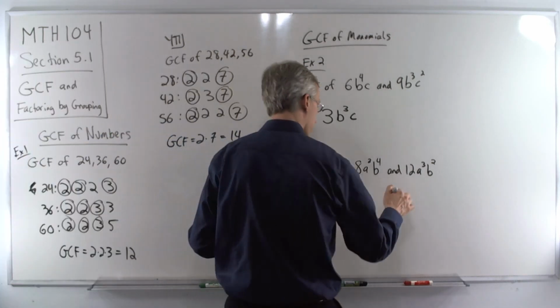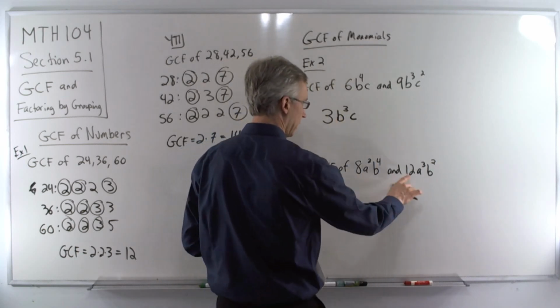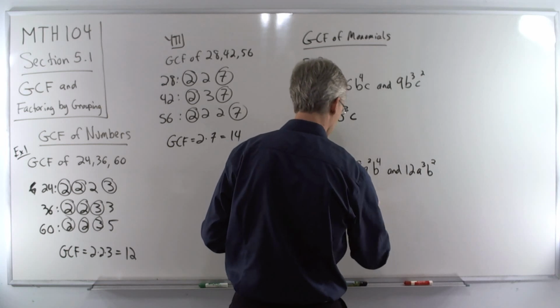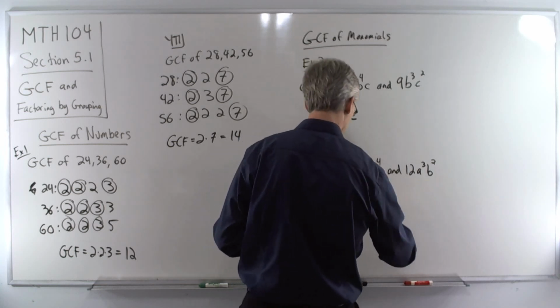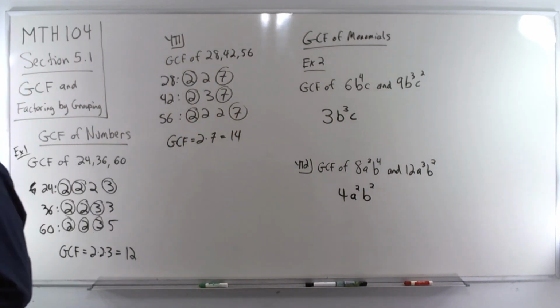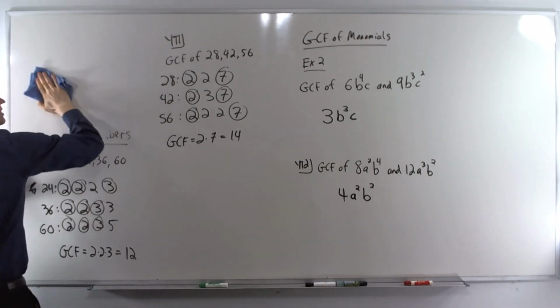GCF of 8 and 12 is 4. Now look at the a variable, smaller exponent is 2. The b variable, smaller exponent is 2. So we get 4a squared b squared. Now this idea can be extended to any number of monomials, and the process is the same.